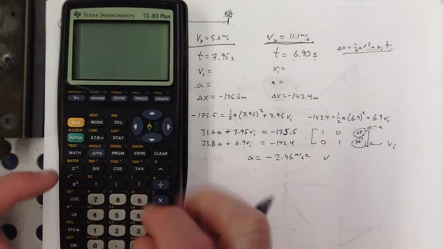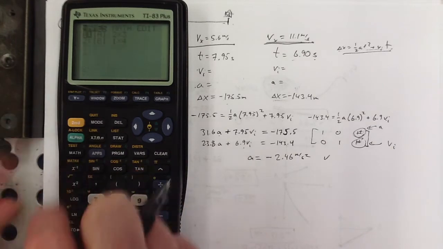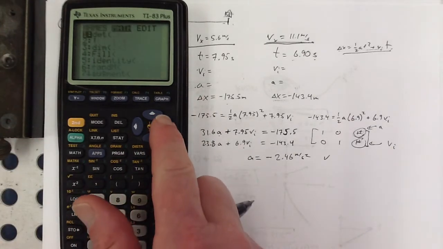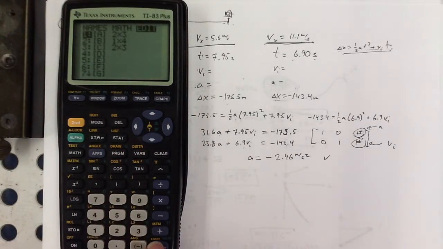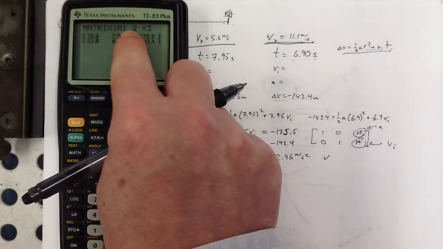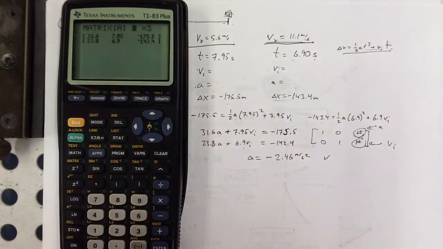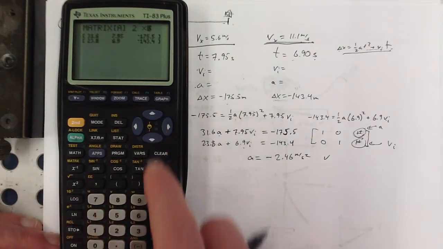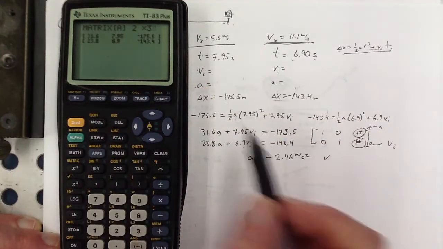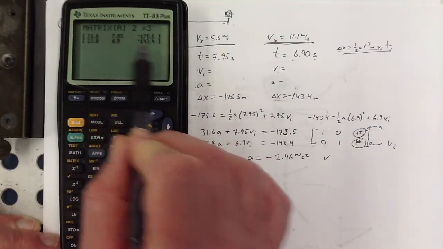Now I've already done that, so I'll show you what that looks like. To do that, you need to go over to Math Edit in this one, and you type 2 and 3 there. So make a 2 by 3 matrix, and then you can see I already have the numbers entered in there.